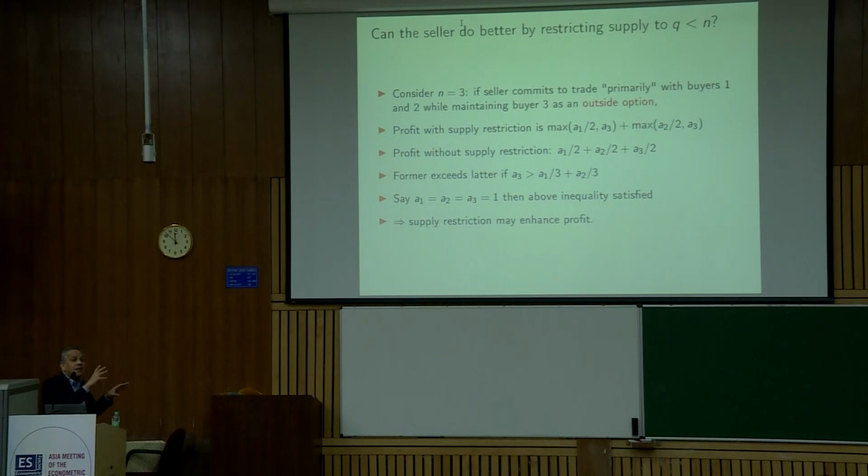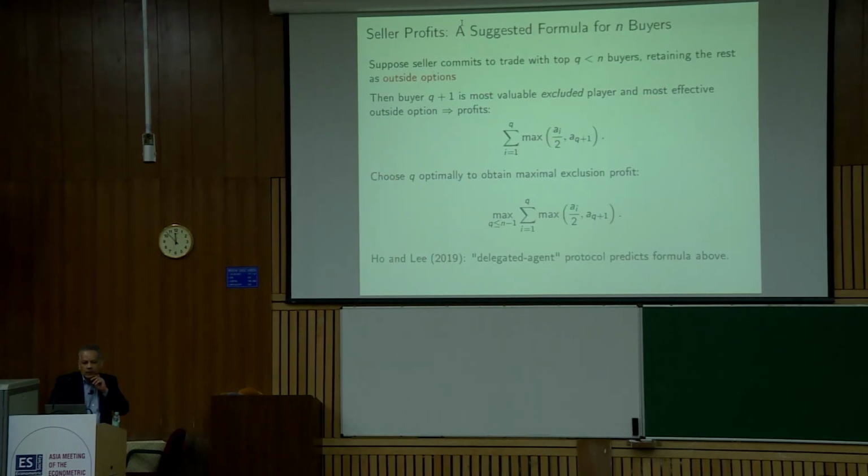And it's easy to see that the supply restriction might be beneficial. One of those bullet points has a sufficient condition for the restriction to be beneficial, so there's no surprise there. But there is a first order reason to be thinking about supply restrictions in a serious way, because they might be beneficial to the seller.